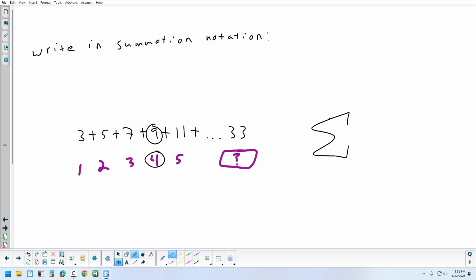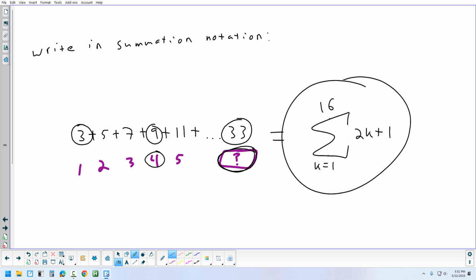Yeah, Joe? 2n plus 1. Yeah, the formula is 2n plus 1. I'm just going to change it to a k because when we do sigma notation, that's the letter they use. So it's 2k plus 1. What number would you plug in for k to get that right there? Yep, so you're going to start at 1. And what number would you plug in for k to get 33? 16. So that is how you would express this in sigma notation.